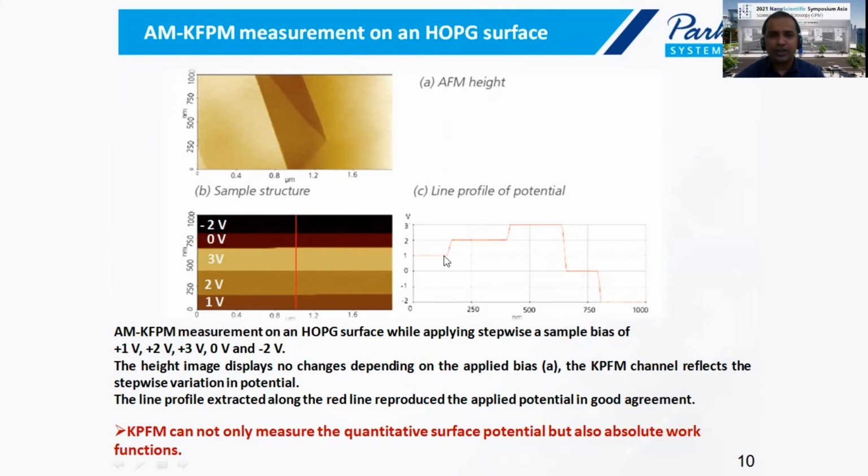Then the moment you change it to 2 volt, the KPM channel revealed that 2 volt as your surface potential. And then as we changed it to 3 volt, the KPM channel reflects that 3 volts in its image, and so on and so forth. So KPM not only gives you how the surface potential looks, but it actually gives you quantitatively what the surface potential of your sample is.